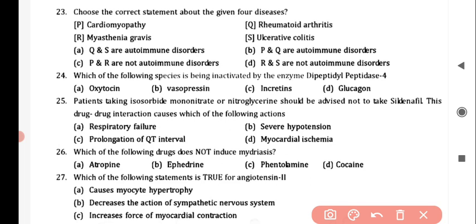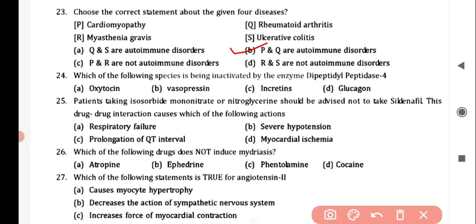The next question is choose the correct statement about the given four diseases. So P is cardiomyopathy, Q is rheumatoid arthritis, R is myasthenia gravis, S is ulcerative colitis. So the correct answer for this is option B, that is P and Q are autoimmune disorders.